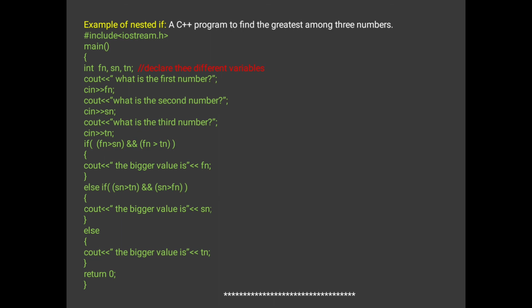Okay, so type this program and then run this program. You can use the cascading operators also to shorten the program, like cout what are the three numbers, and then using the cascading operators you can also use cin fn, sn, tn, like that. So make some changes in this program, type those two programs, and check the output that you are getting. Okay, so that will be all for today.